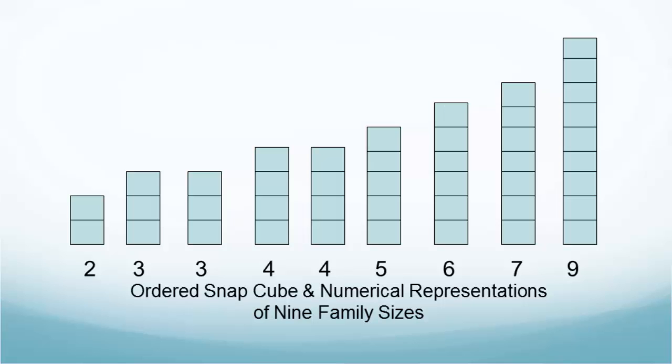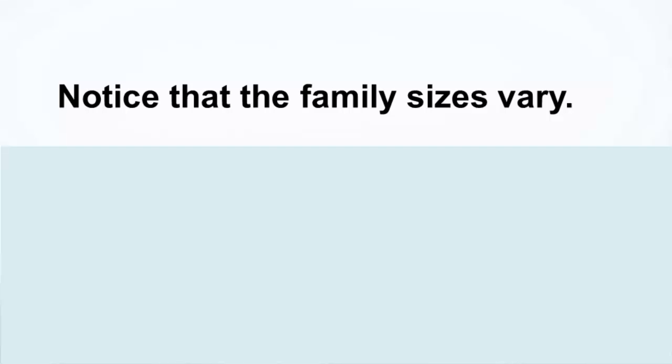Well, typically what we would expect is for the children maybe to order the stacks from smallest to largest. Seems like a gut instinct kind of thing to do. And one of the first things we would hope that they recognize is that the family sizes vary. And so at a very early age, level A, elementary, we want our students to start understanding this concept of variability in the data.